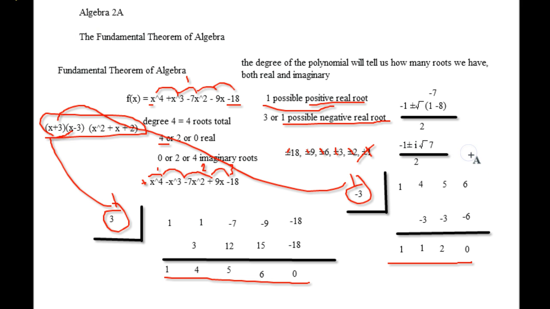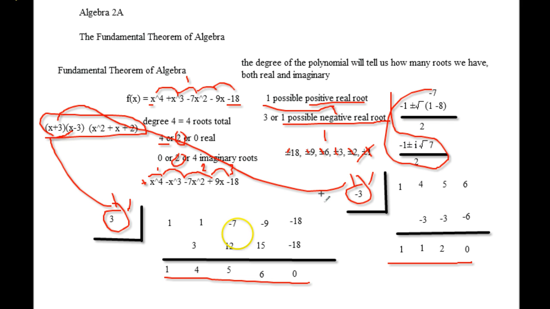All right, now does that match everything I did? Yep. I had one possible negative real root, which makes sense. I had one possible positive real root, which makes sense. And I had two reals, which was the 3 and the negative 3. And I also had two imaginary, which were those two, the plus or minus version. Okay? All right. So that's how you actually do it.